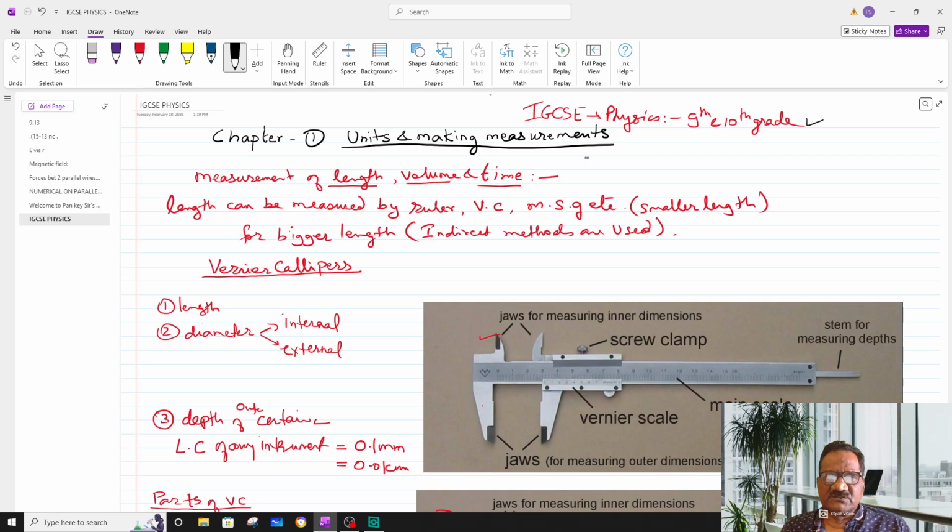So now it's a very formal introduction. It's just the concepts that I'm going to introduce to you all. So the chapter one is units and making measurements. In this chapter, you are going to learn how to measure these three dimensions, that is length, volume, and time. You are going to learn length, volume, and time. That's all.